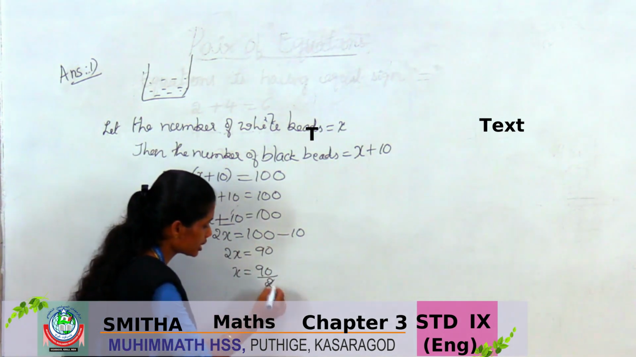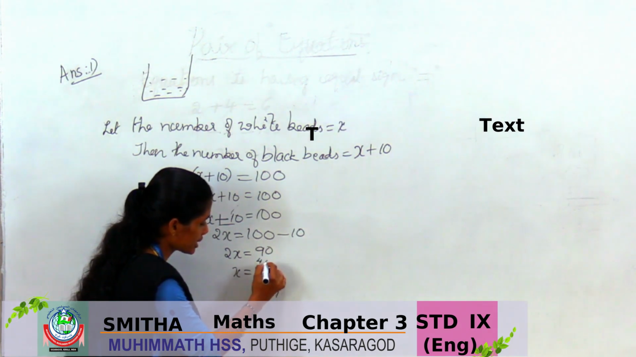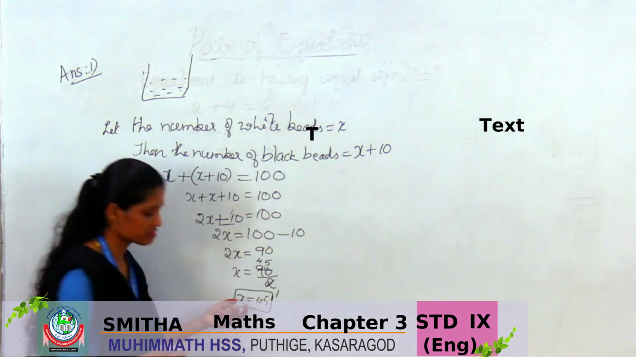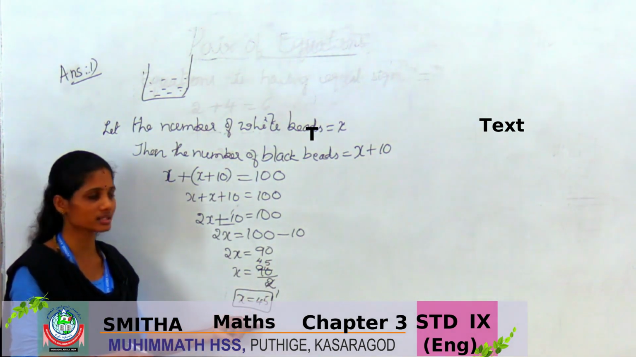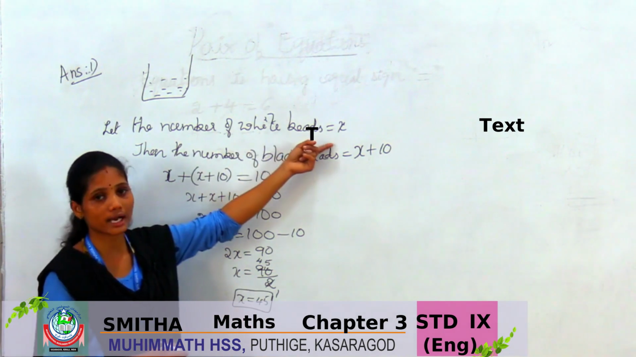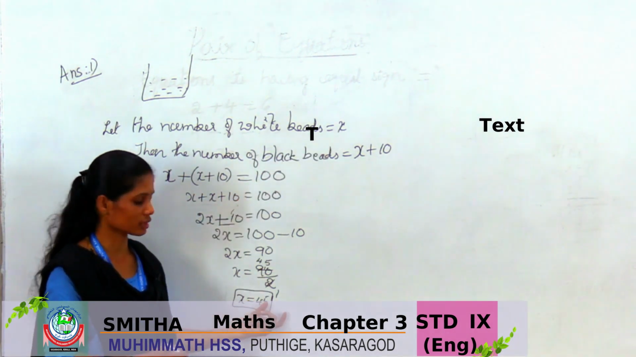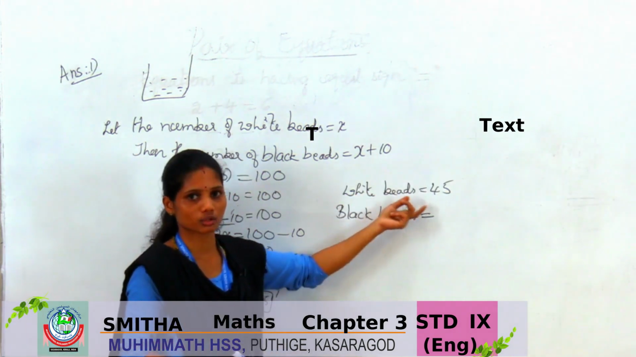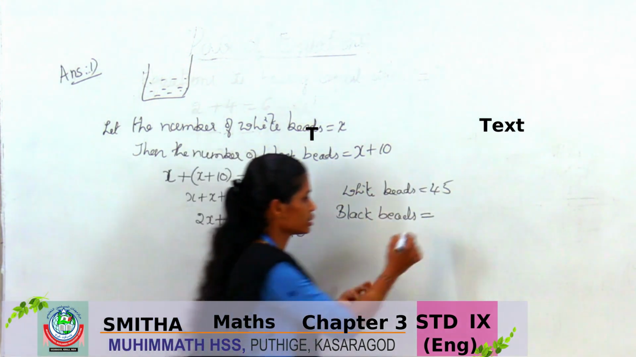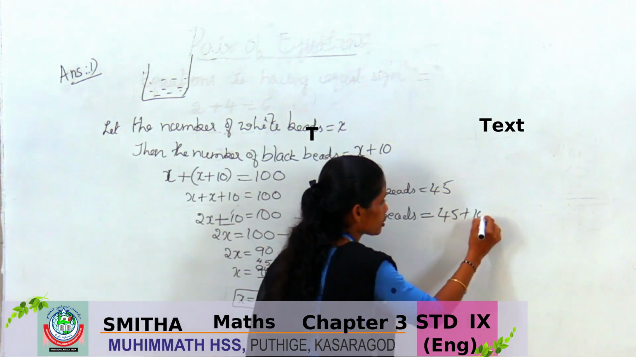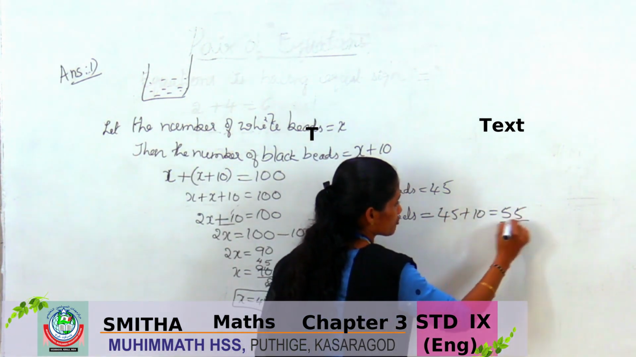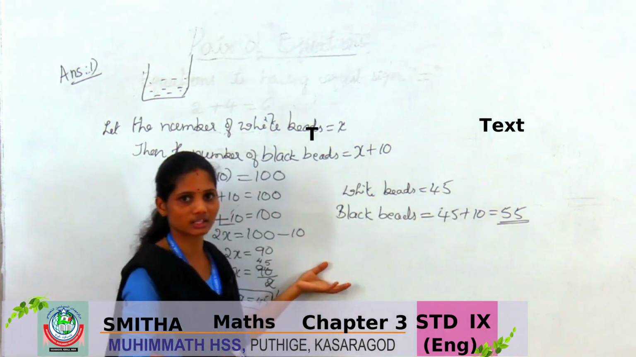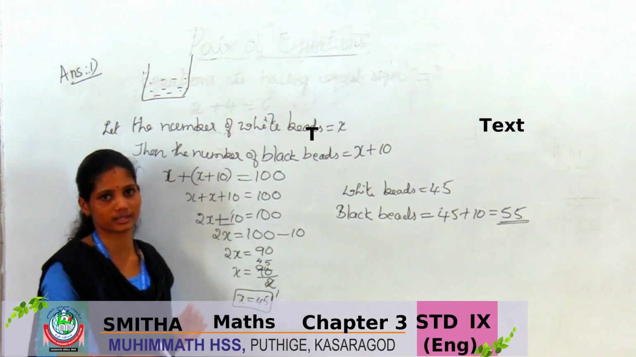So 2 ones are 2, 2 fours are 8, 1 carry 5s are 5. x is equal to 45. What is this x? This is the number of white beads. So white beads are 45. Then how many beads are black in color? White beads is equal to 45, black beads is equal to 45 plus 10 because it's 10 more. So 55. Now add 45 plus 55. Total is equal to 100 beads.